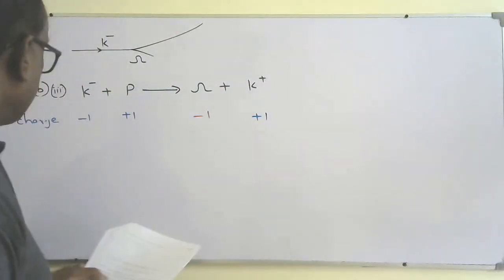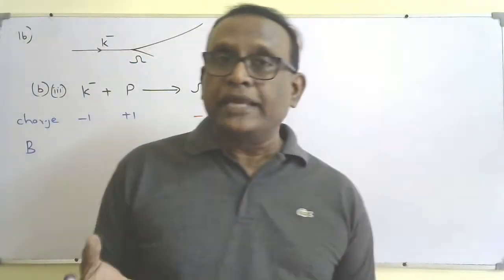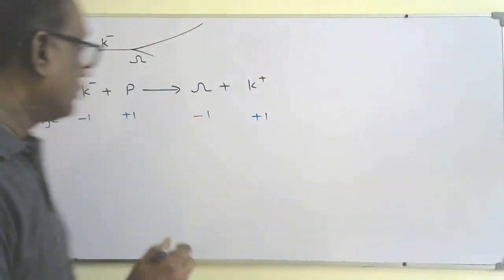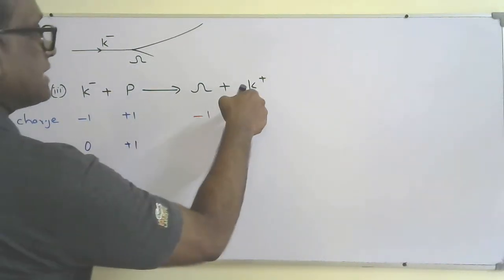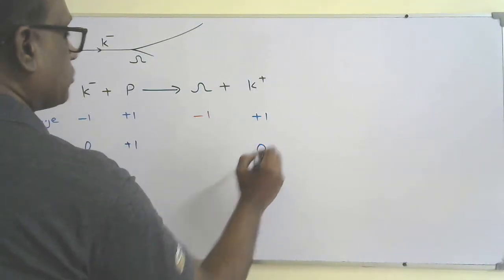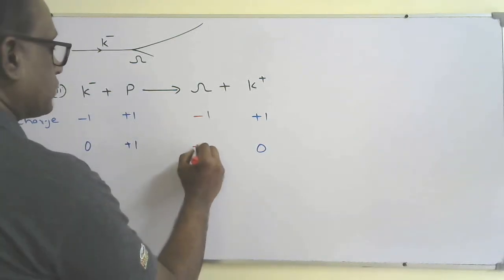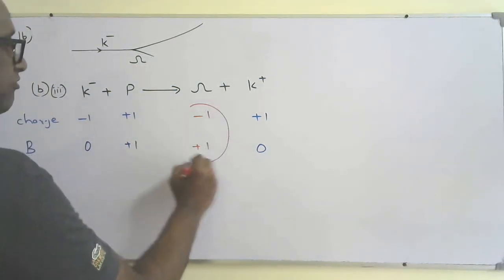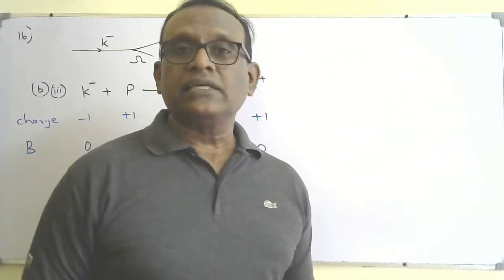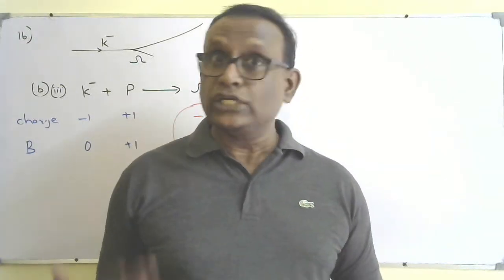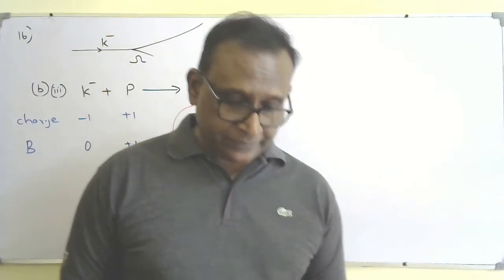Then we'll think about the baryon number. K minus is a meson. The baryon number of a meson is 0, you know that. Proton is a baryon. Its baryon number is +1. K plus is a meson, baryon number 0. So to conserve the baryon number, the omega should have +1. Okay, so this is the answer for part B, third part: charge is -1 electronic charge, that is -1 times 1.6 times 10 to the power -19 coulomb, and the baryon number is +1.